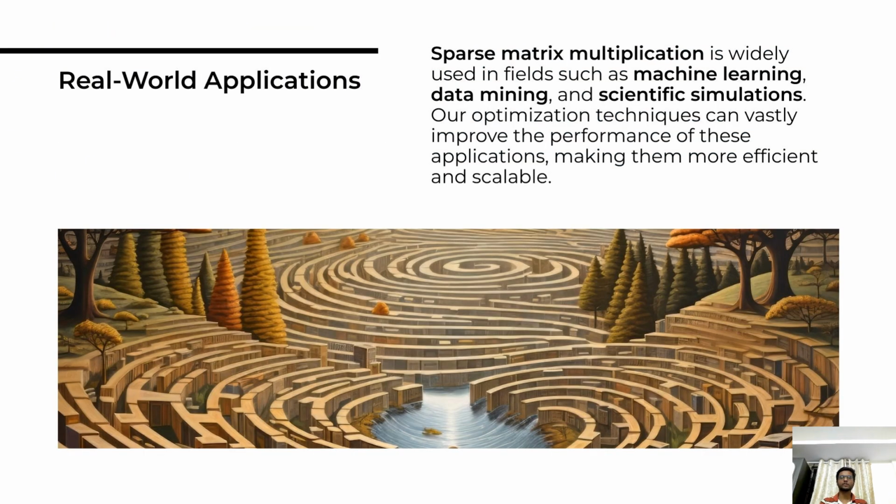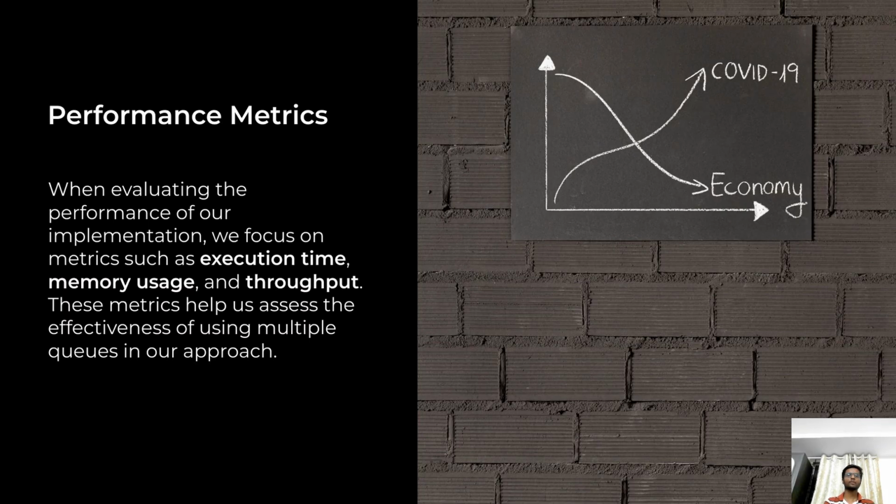Real-world applications. Sparse matrix multiplication is widely used in fields such as machine learning, data mining, and scientific simulations. Our optimization techniques can vastly improve the performance of these applications, making them more efficient and scalable. Performance metrics. When evaluating the performance of our implementation, we focus on metrics such as execution time, memory usage, and throughput. These metrics help us to assess the effectiveness of using multiple queues in our approach.